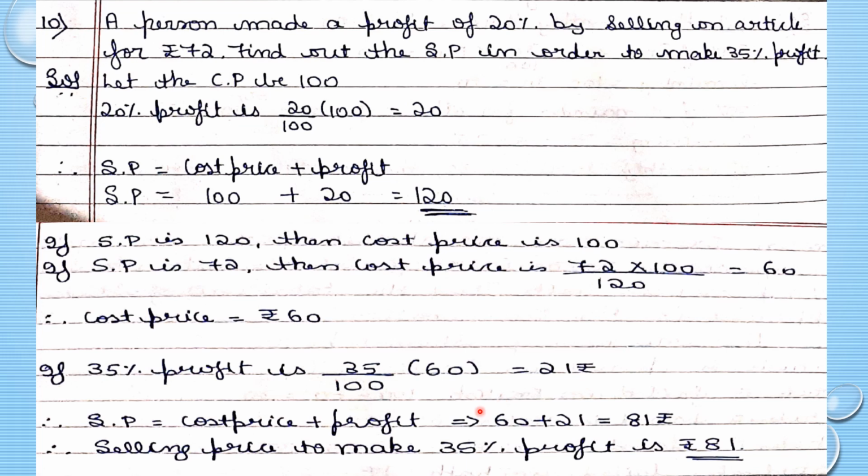Now your selling price will be cost price plus profit, that is 60 plus 21. So the value is 81 rupees. If you want 35% profit, then you have to sell this at 81 rupees. If you sell this article for 81 rupees, then you will arrive at a profit of 35%.